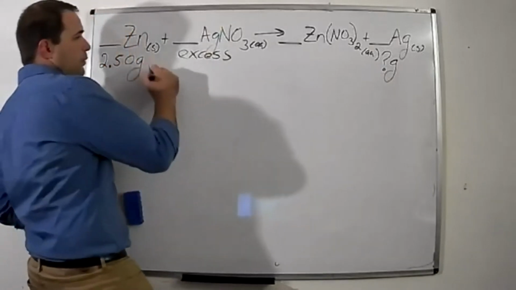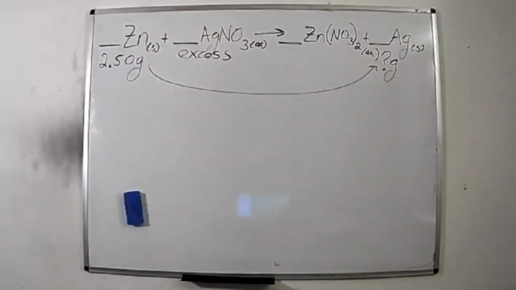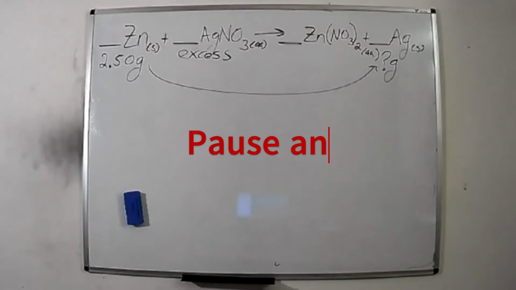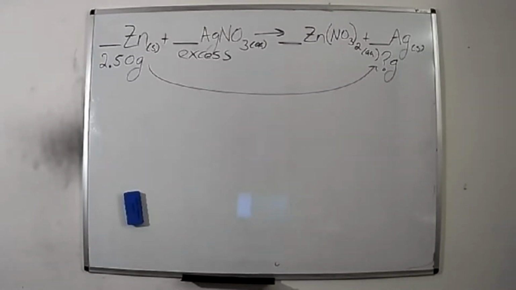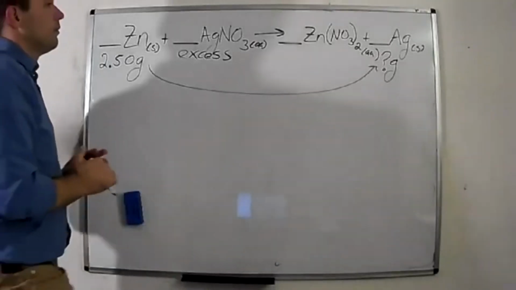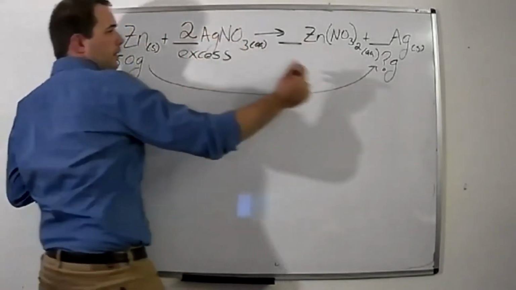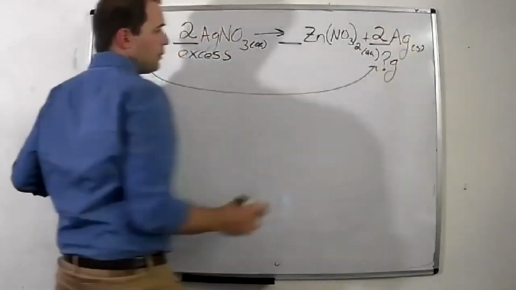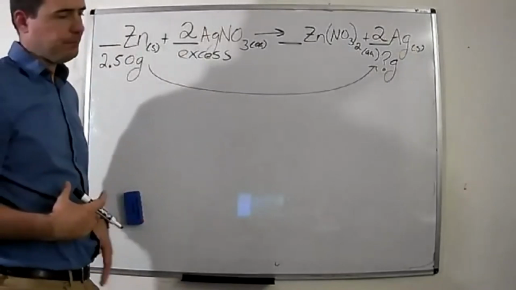So I'd like you to try and go from here to here. Give it a shot. Two nitrates, got to put a 2 there. 2 silvers, got to put a 2 there. So hopefully the first thing you did was balance this, right?